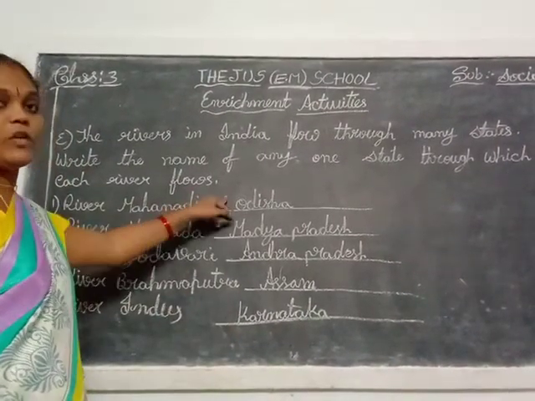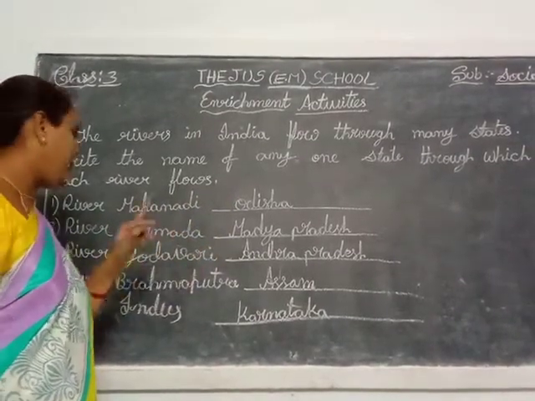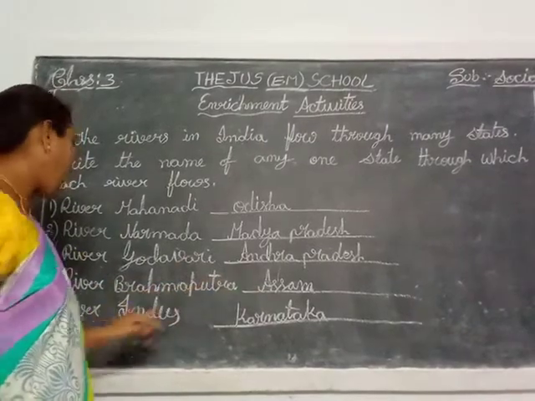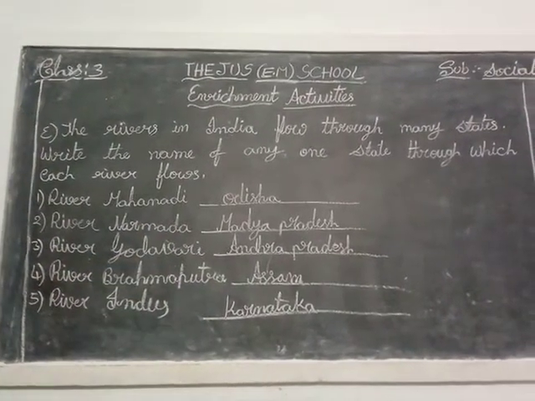River Mahanadi, Odisha. River Narmada, Madhya Pradesh. River Godavari, Andhra Pradesh. River Brahmaputra, Assam. River Indus, Karnataka. Write the answers in your textbooks, children.